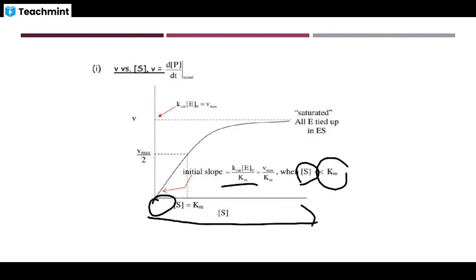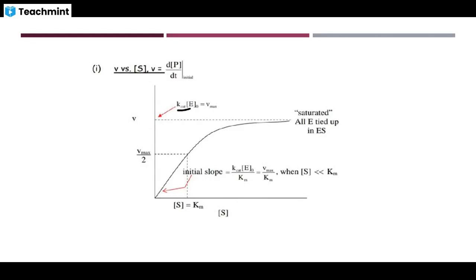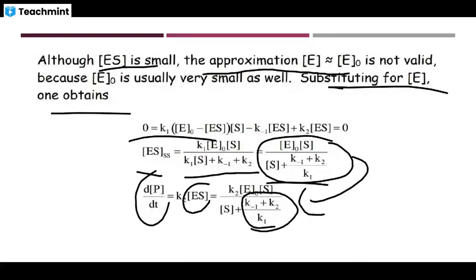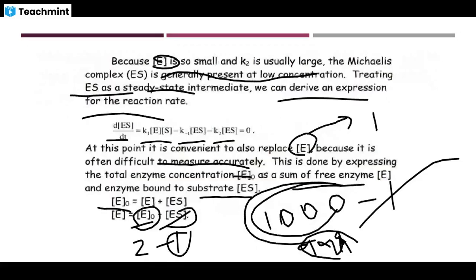When the substrate is equal to Km, what happens? S equal to Km means S plus S is 2S, so the S cancels. The rate is k catalytic E0 divided by 2. That is when the substrate equals Km, the rate is Vmax divided by 2.